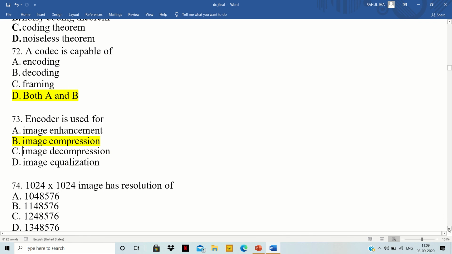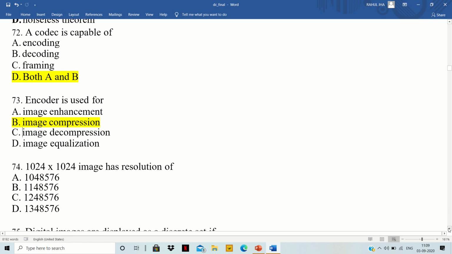A 1024 into 1024 image has a resolution of: 1048,576; 1148,576; 1248,576; or 1348,576. So the right answer will be option A, which is 1048,576.